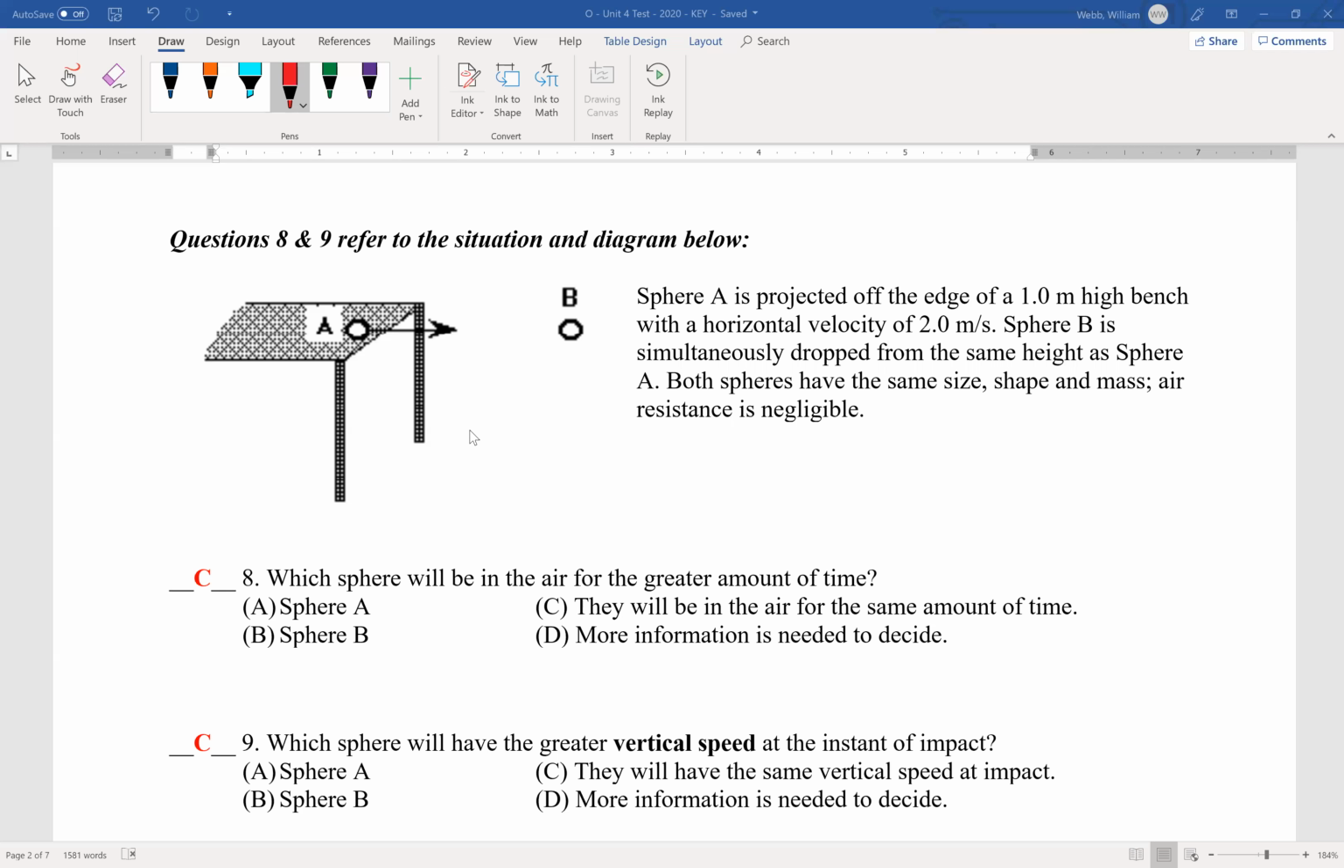So since their initial vertical velocities are the same and their heights are the same, their delta y's are the same, and the acceleration in both cases is only due to gravity, they would both fall for the same amount of time. It's basically just thinking through the second kinematics equation, showing you at the same height and same initial velocity and the same acceleration, their times will be the same.